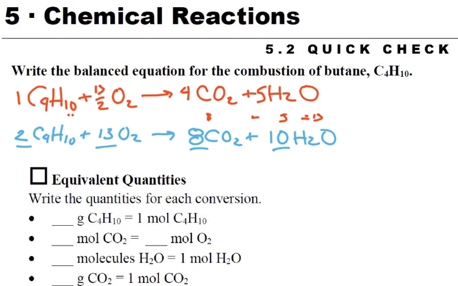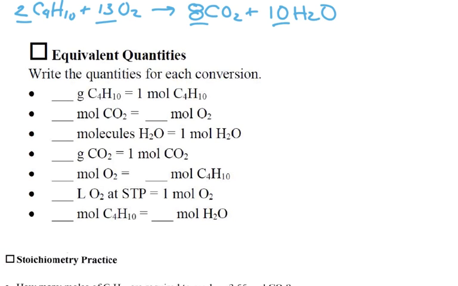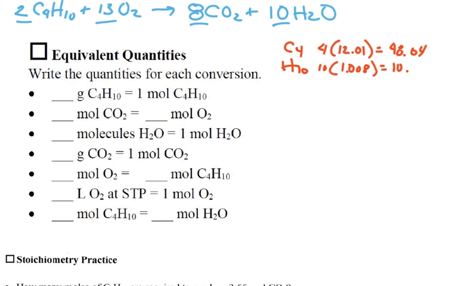Okay, down here we want to do the equivalent quantities. So C4H10, how many grams in 1 mole? Okay, that means we have to go back and figure this out. So I have C4, I have H10, using the periodic table. I'm going to use 4 times 12.01, and that's going to be 48.04. And 10 times hydrogen, which is 1.008, and so that's going to become a 10.08. Add that together, I'm going to get 58.12 grams per mole.